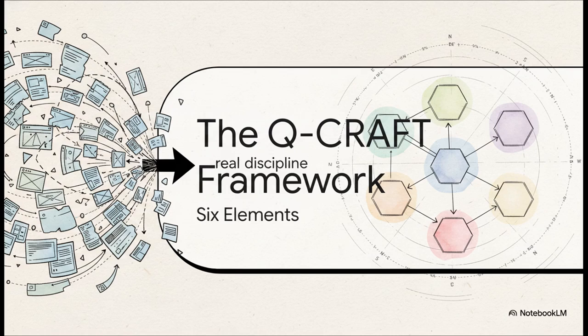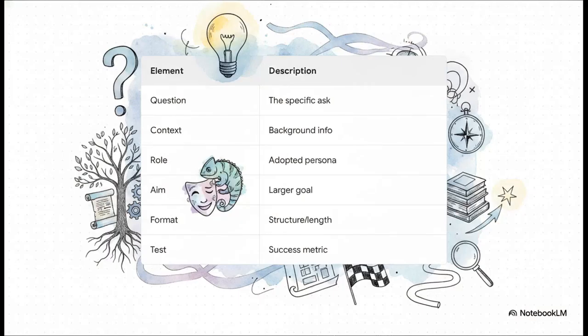All right, moving on to Section 2, the QCraft framework. So instead of just desperately copying random internet templates, we're going to use a discipline. Enter QCraft. It stands for question, context, role, aim, format, and test. It's like a giant puzzle, right? Your question is the precise thing you need. Context is your background. Role is the persona the AI should take, maybe a developmental editor or a Socratic mentor.